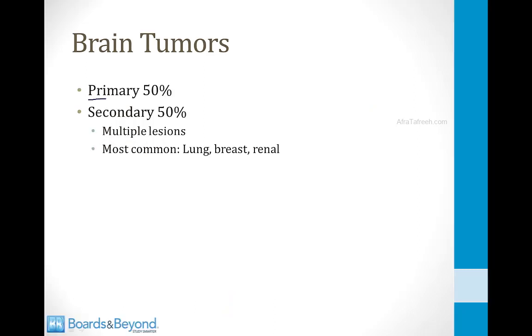Half of brain tumors are primary brain tumors and the other half are secondary. So the secondary ones are metastases from other organs. And the way you can recognize these is that they're usually multiple lesions seen on brain scans. And the most common sites to send METs to the brain are the lung, the breast, and the kidneys.